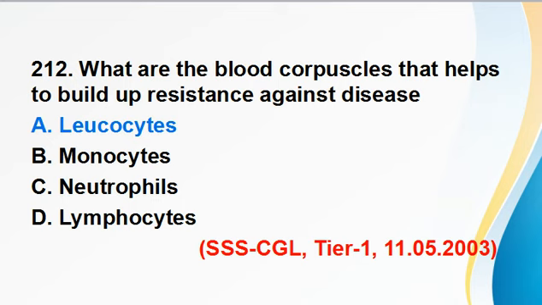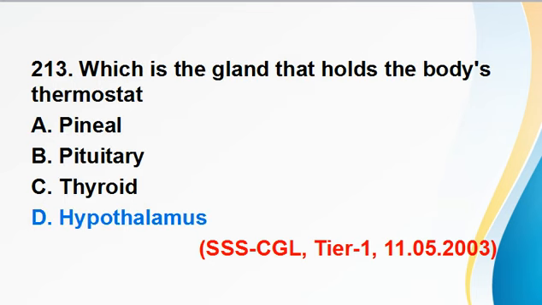White blood cells, also known as leukocytes, these are the cells of the immune system that are involved in the protection of the body against infectious disease and foreign invaders. So this helps to build up resistance against bacteria or disease or virus. So answer A is correct. Leukocytes are the white blood cells that help to build up resistance against disease. Answer A is correct.